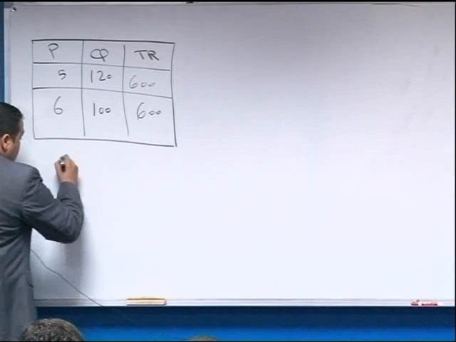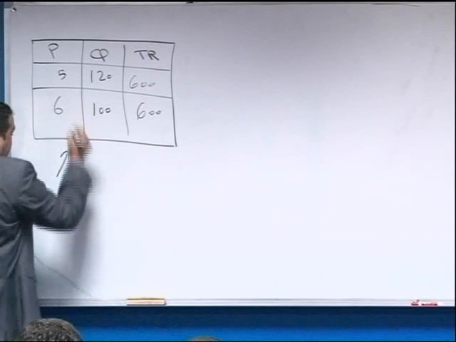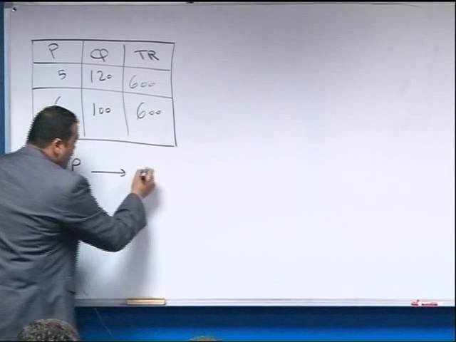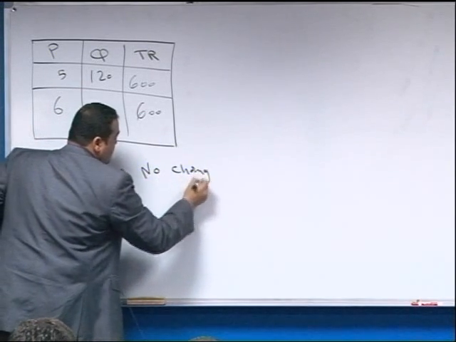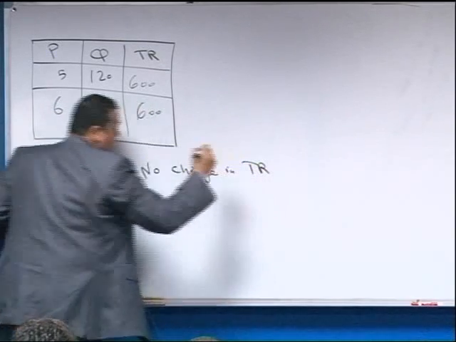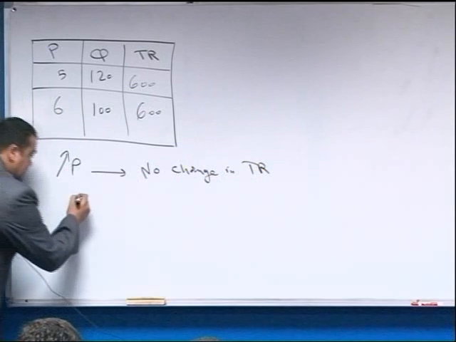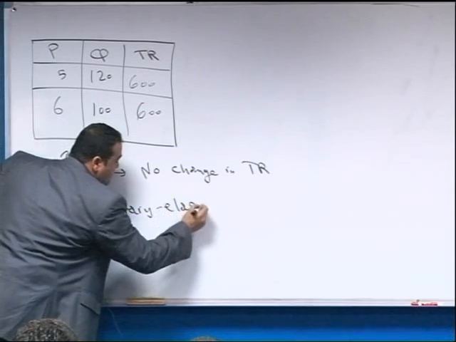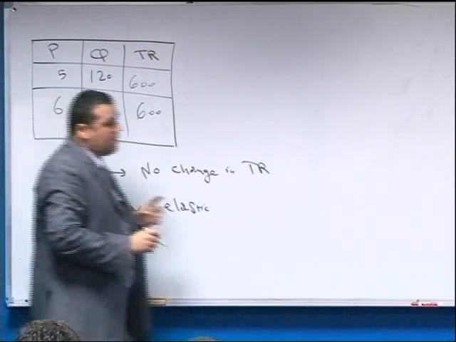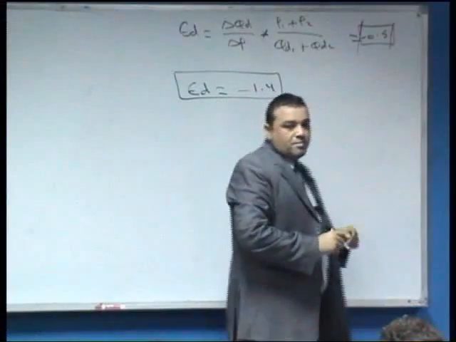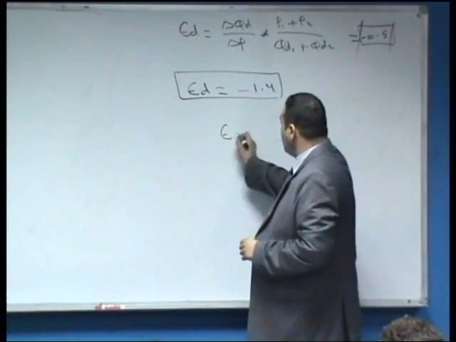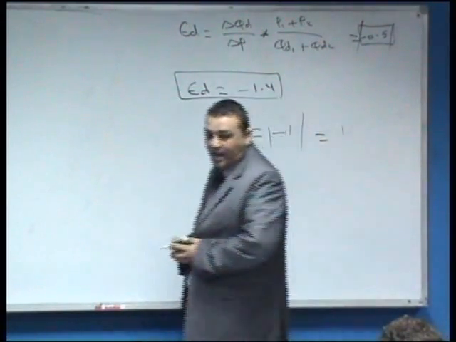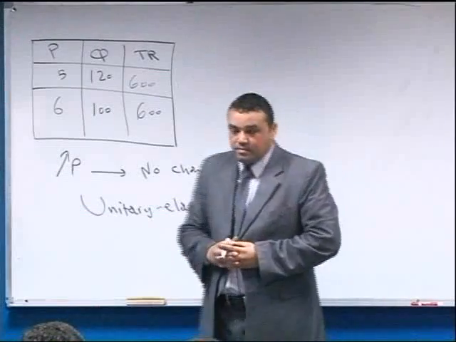So increasing the prices, as you see, from 5 to 6, there is no change in the total revenue. No change in TR, so the demand is unitary elastic. To make sure, you have to use the midpoint formula. ED would be minus 1. The absolute value equals 1, so it would be unitary elastic. Right? Okay.